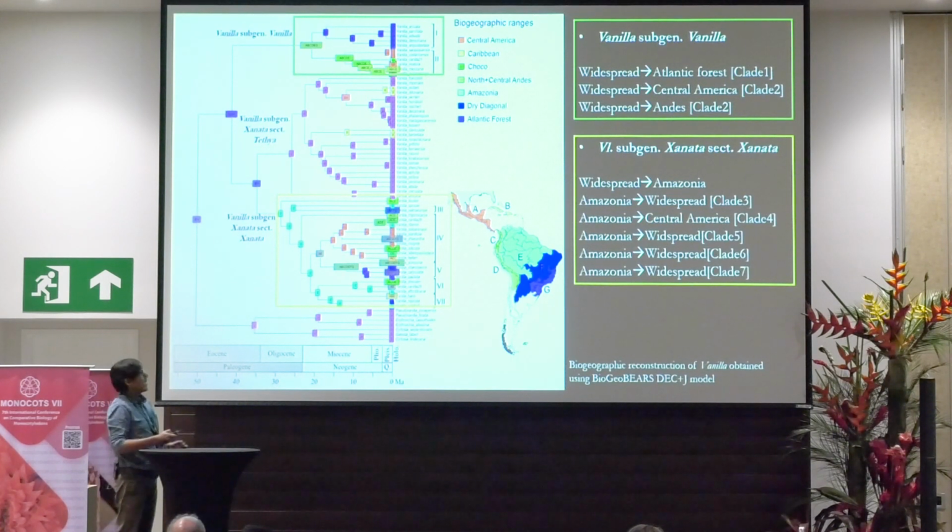And something opposite happened in the section Sanara, with the most recent common ancestor being restricted to the Amazon, and then expanding towards other areas.